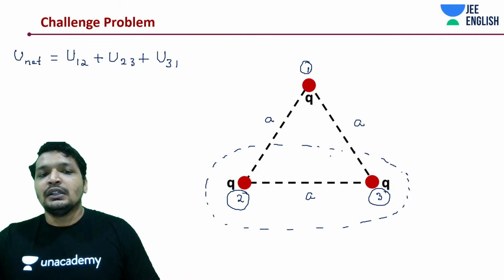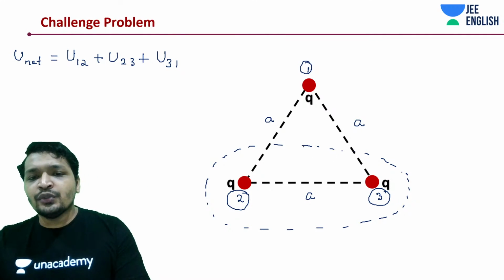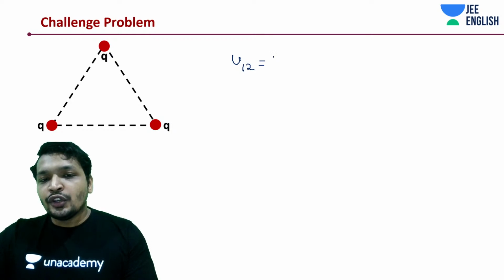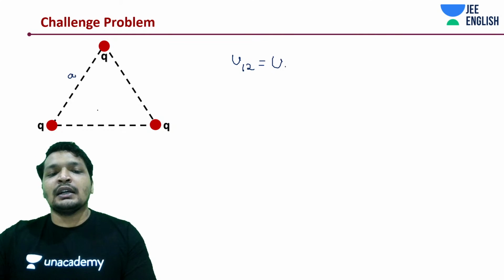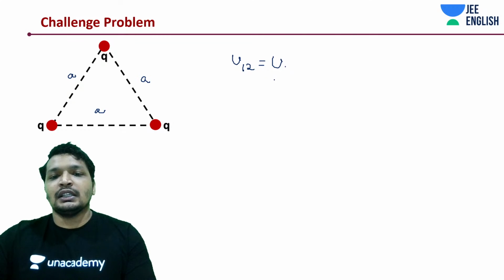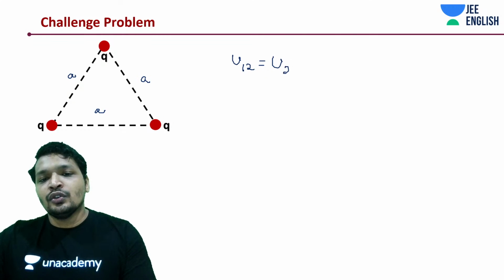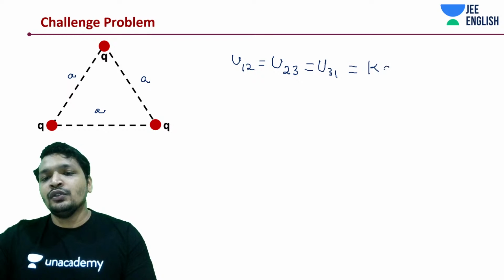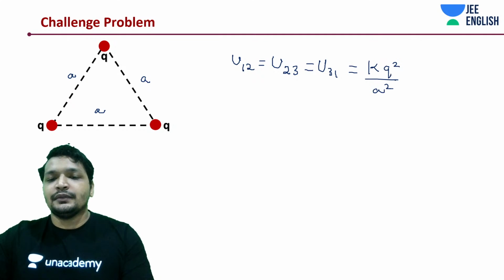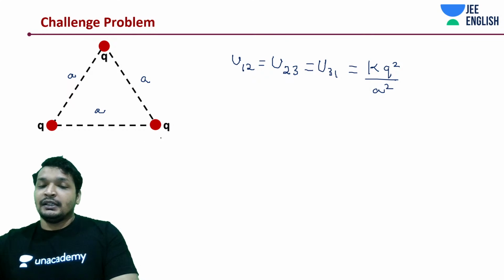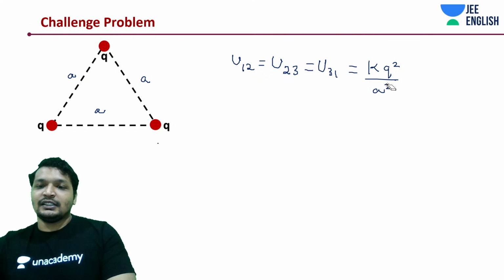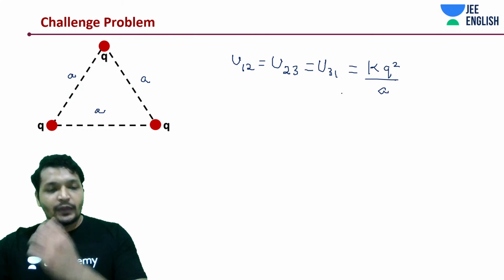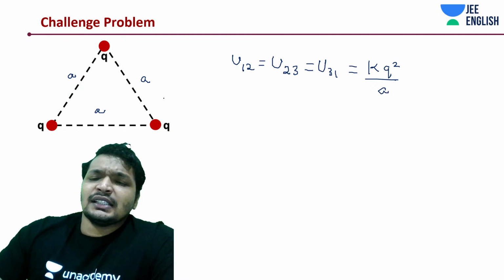It's really that simple. And what is the potential U12? U12 is equal to U13. Since it's an equilateral triangle, think about the distances. Distances are equal. Is equal to U23 is equal to U31. How much are they? K into Q square by A. Sorry, I'm really sorry, this is just A, it should not be A square. This is K Q square divided by A.